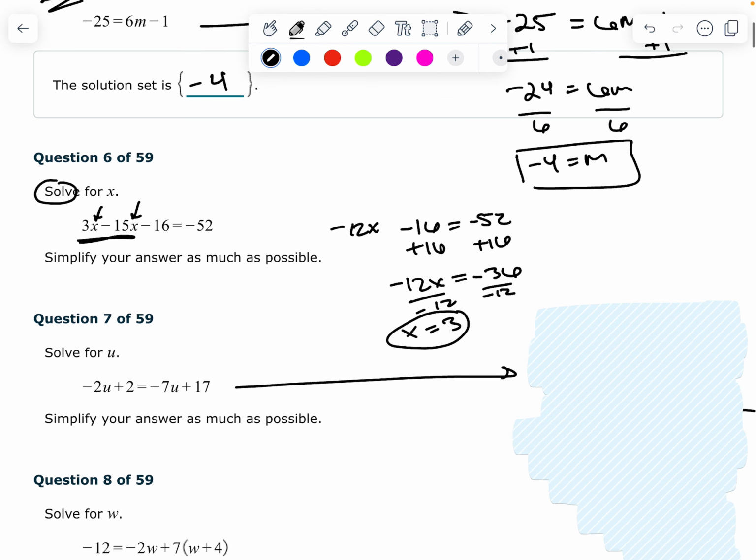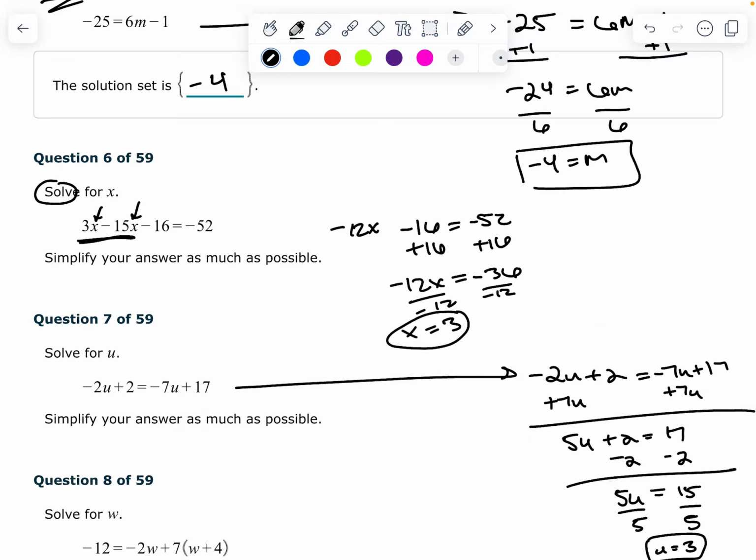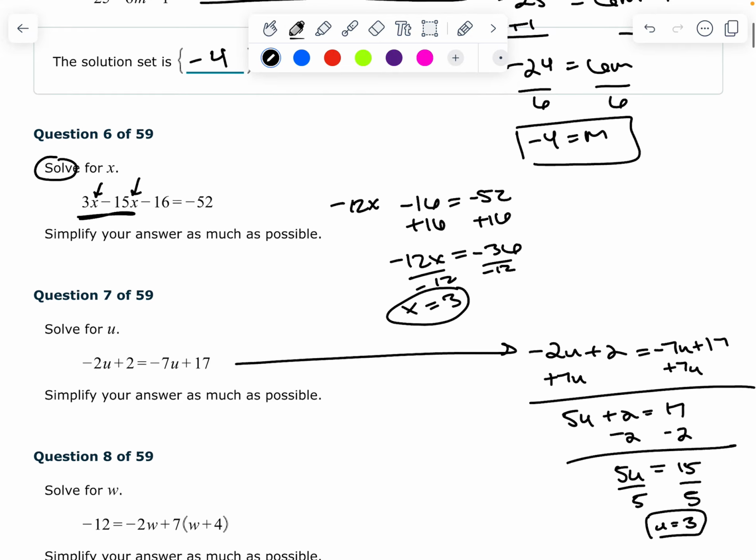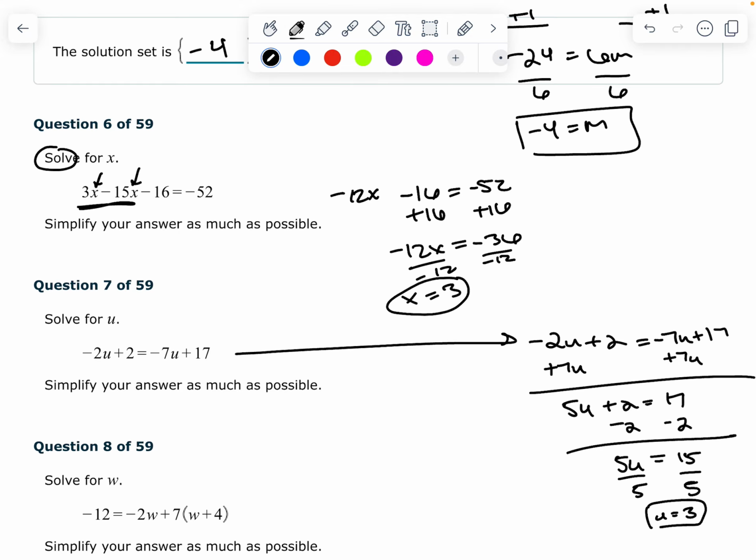Question 7, solve for u. Same thing, we just want to do all the adding and subtracting first, then the multiplying and dividing. Take 3 seconds, see if you could solve it. And now I'm going to show you how I solved it. I started by adding 7u to both sides. You could have added 2u. You could have subtracted 2, as long as at the end you got u equals 3.